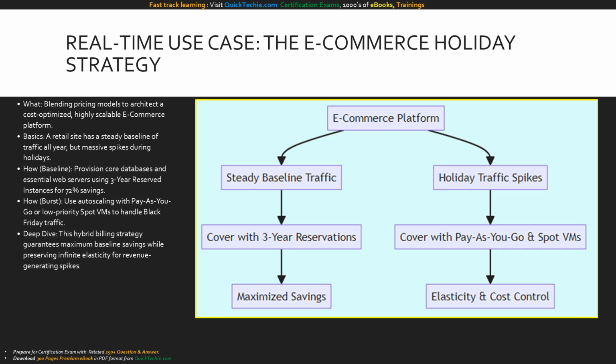Our final diagram brings the strategy to life. The e-commerce platform splits into 2 traffic profiles. The steady baseline traffic is covered by 3-year reservations for maximized savings. The holiday traffic spikes are absorbed dynamically using pay-as-you-go and spot VMs, delivering perfect elasticity and cost control without waste.